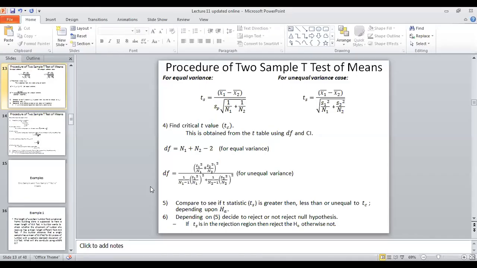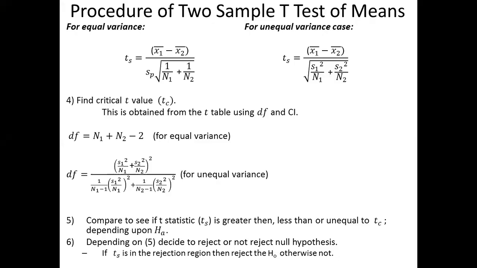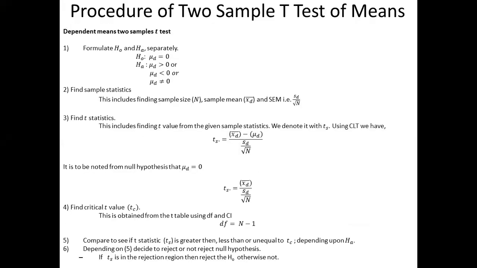And there's one more case remaining, which is the case of the dependent means. So let's go through that case as well, just like we discussed the other cases. The procedure for the two sample t-test of means, but this time it is the dependent means two sample t-test. And remember what dependent means are? It is the case when we take two populations from one single population. Or to put it in a better way, we create two subpopulations from one single population.